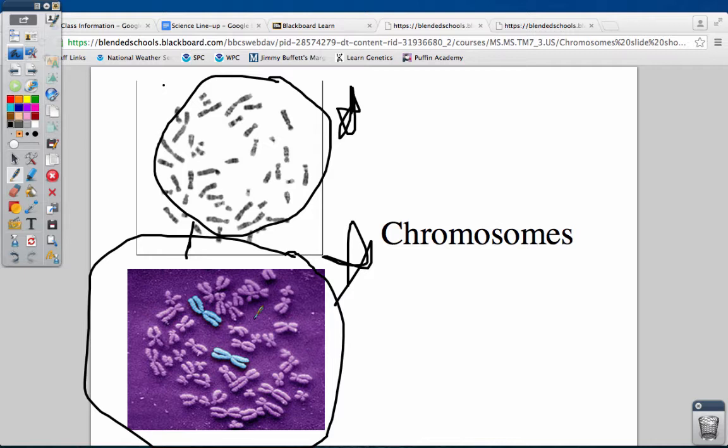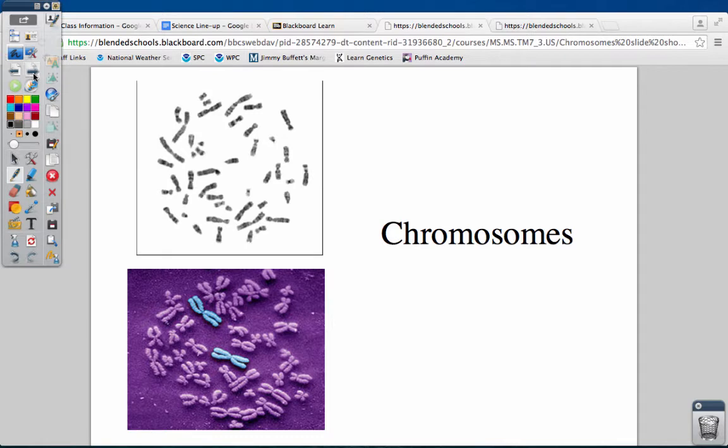But the important thing we're looking at here is, what are we looking at? Well, we're looking at a human. We're looking at human DNA right here. There are 46 chromosomes found in these pictures. And so we're actually looking at what we would see as our DNA.